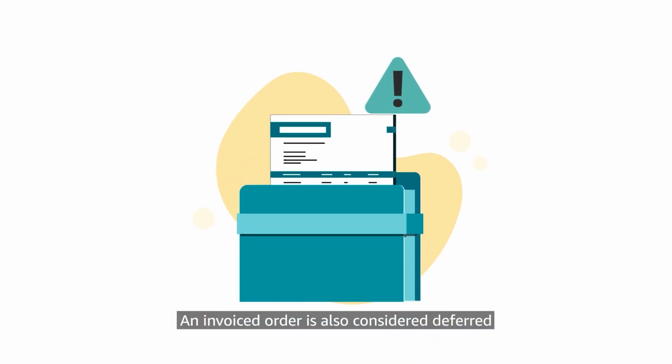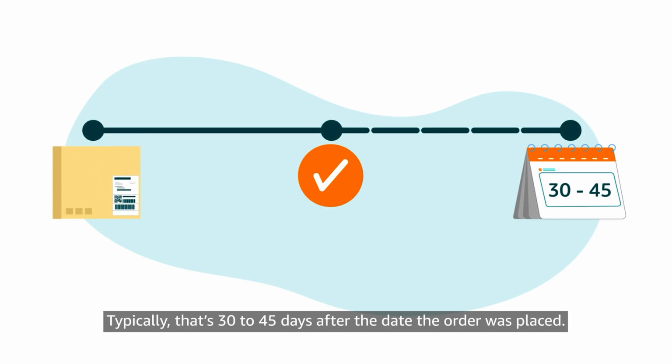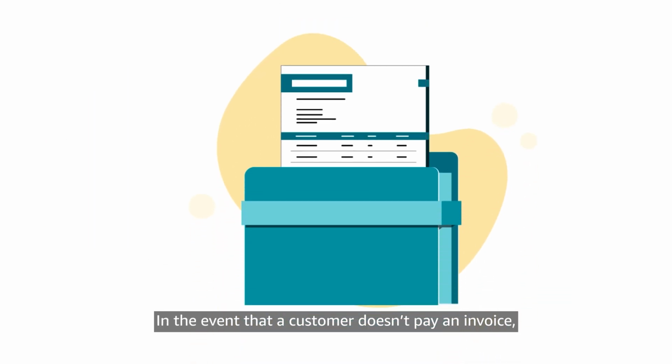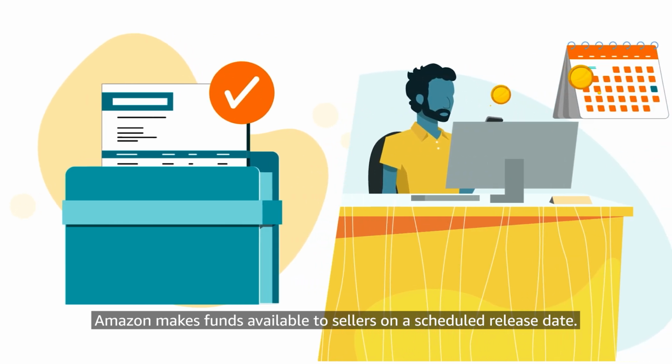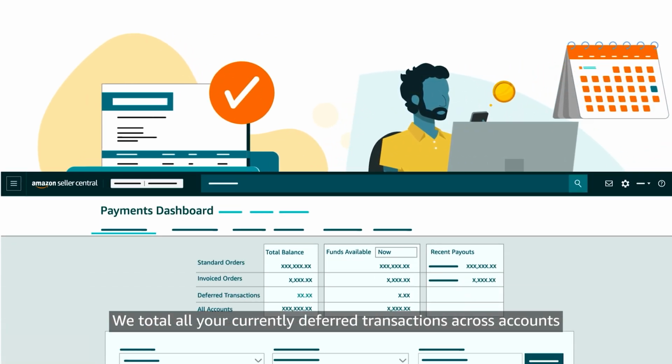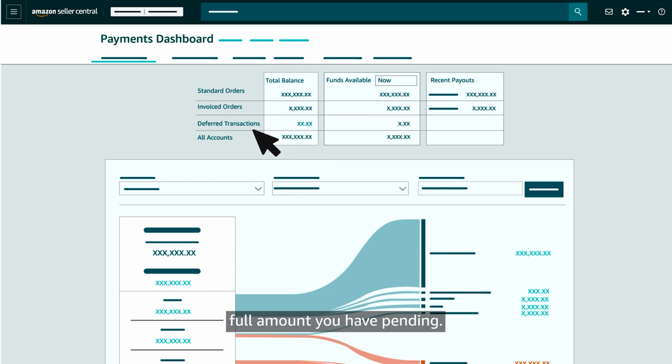An invoiced order is also considered deferred until a customer pays their invoice. Typically, that's 30 to 45 days after the date the order was placed. In the event that a customer doesn't pay an invoice, Amazon makes funds available to sellers on a scheduled release date. We total all your currently deferred transactions across accounts and put them in this separate row so you can quickly see the full amount you have pending.